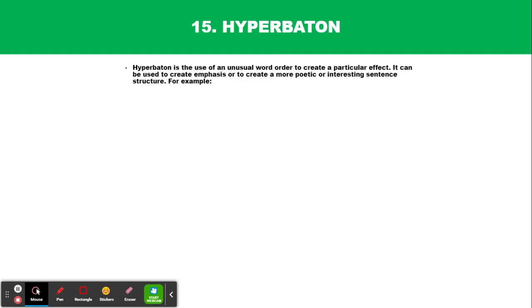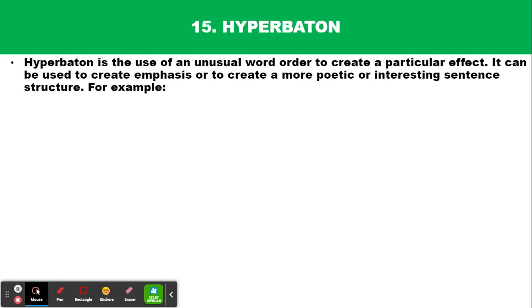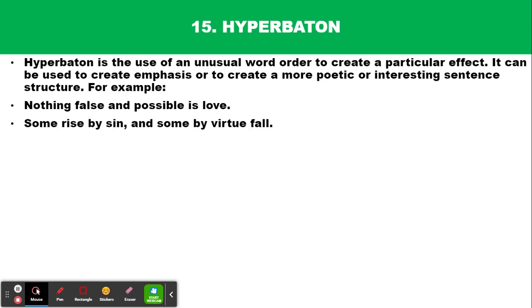Number 15, hyperbaton. What is hyperbaton? Hyperbaton is the use of an unusual word order to create a particular effect. It can be used to create emphasis or to create a more poetic or interesting sentence structure. For example, nothing false and possible is love. Instead of saying love is nothing false and possible, you say nothing false.